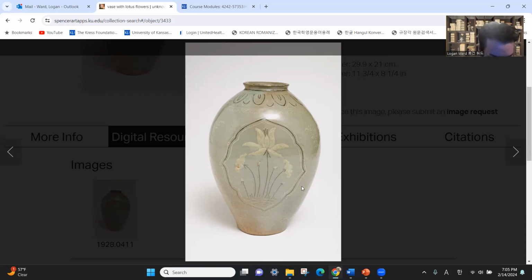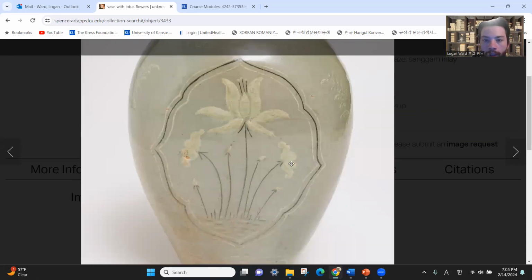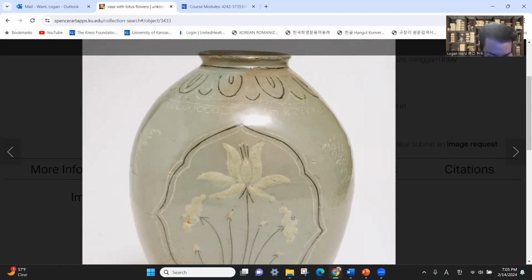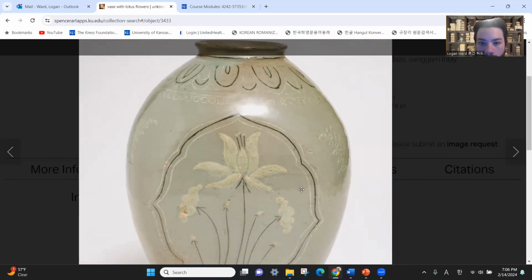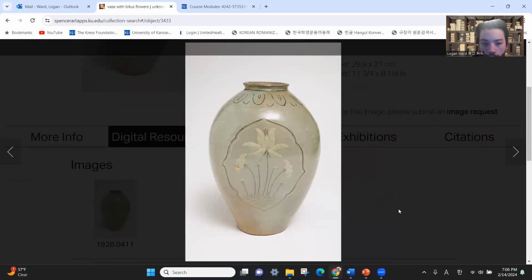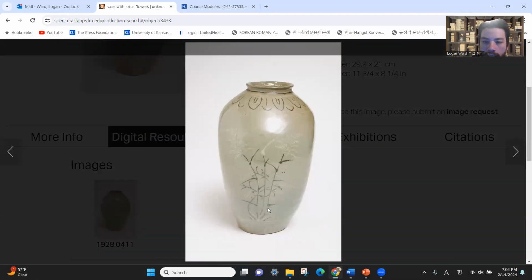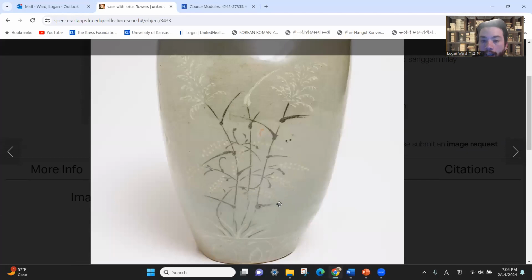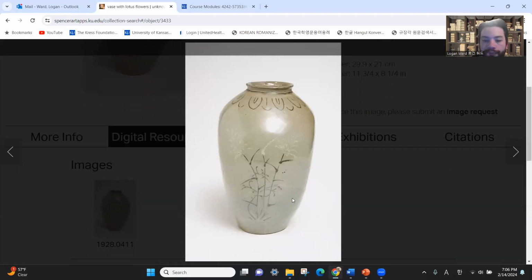Yeah, exactly. So then the decoration. So this is the big part, right? So the decoration, what would you say? What are some things you would point out about the way that this vessel is decorated? This vase is decorated, and I'm just looking at the front right now. Notice there is something on the back. You can talk about what's on the back as well.